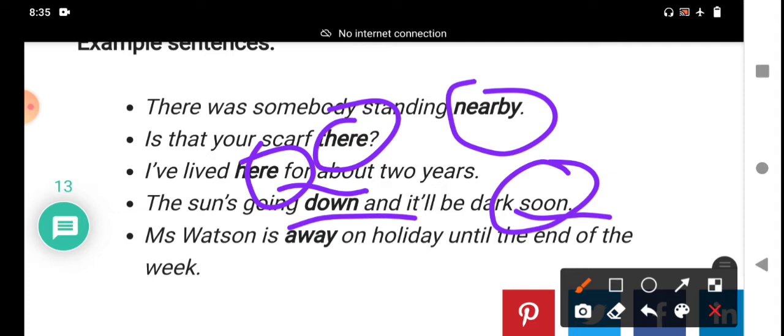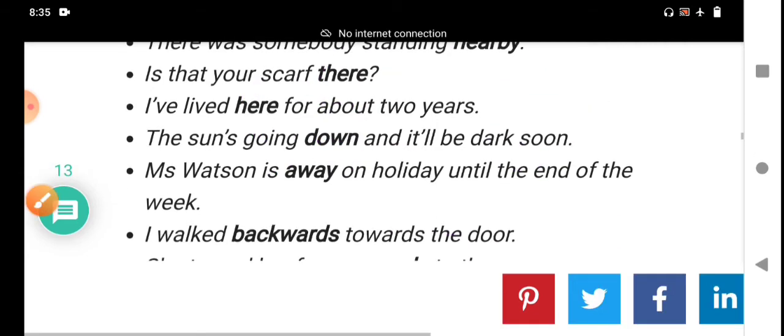When will it be dark? Soon. Adverb of time. This is down, adverb of place. Miss Watson is away on holiday until the end of the week. Away, adverb of place. Please understand this and move on to the next.